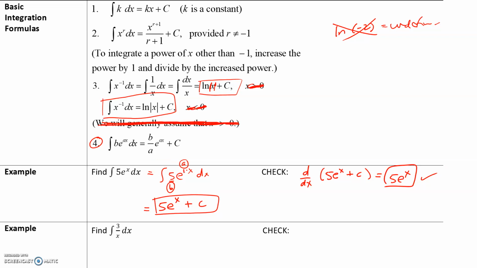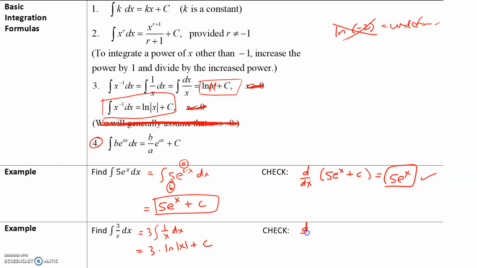Next one is we want to find the antiderivative of 3 over x. Now the first thing we're going to do is we're going to pull the 3 out. So this is going to equal 3 times 1 over x dx. Now by the formula, and again, these two are special formulas, whenever we have 1 over x, it actually equals the natural log of absolute value of x plus c. So this equals 3 times the natural log of absolute value of x plus c.